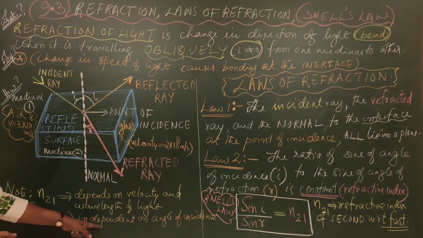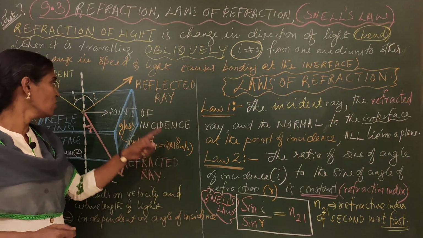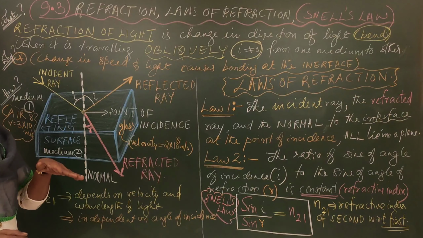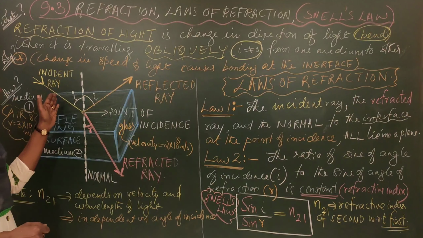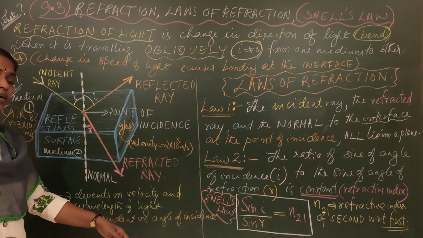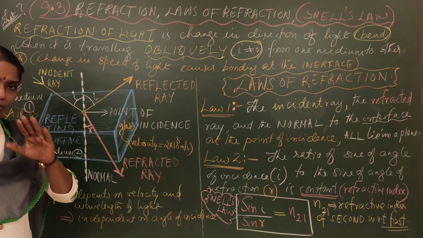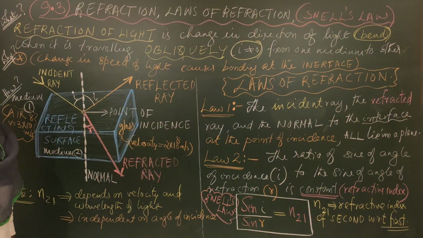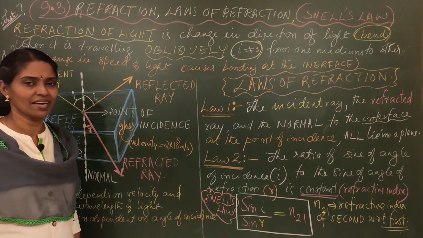And one more thing, it is independent of angle of incidence. Whatever the angle of incidence, the refractive index won't change. You can go to 0 or any maximum value, the refractive index will be the same. And also it is independent of frequency. The frequency of light in medium 1 and medium 2 remains the same. Okay? Hope it is clear.